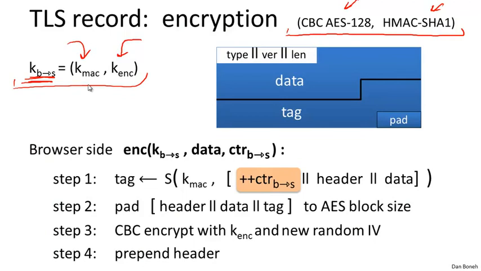Okay, so here I wrote down the diagram of what a TLS packet looks like. It begins with a header that contains the type of the packet, the version number for the protocol, and the length of the packet. Notice the length of the packet is sent in the clear.